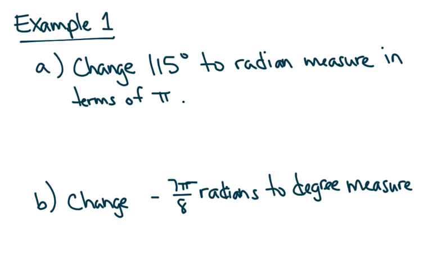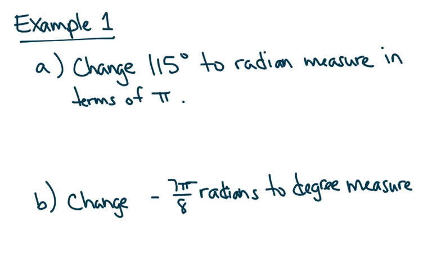I'm going to show you 2 different ways of doing example 1 here, and you're going to decide which one makes the most sense to you, and that's what you're going to stick with. So in example 1, we're going to change 115 degrees into radian measure in terms of pi. A lot of times we like to do radian measure in terms of pi. There are circumstances under which we don't. So here's one method of doing it.